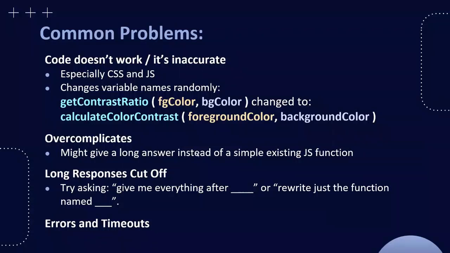Sometimes it gives you a really long answer when there's just a simple existing JavaScript function that can do it for you, and instead it tries to recreate the wheel. Long responses are going to get cut off. There is a character limit. So you might try asking, give me everything after, and then paste a line of code, or rewrite just the function named get contrast ratio or whatever. I've had mixed success with that. Sometimes you have to regenerate or reword it to get that to work.